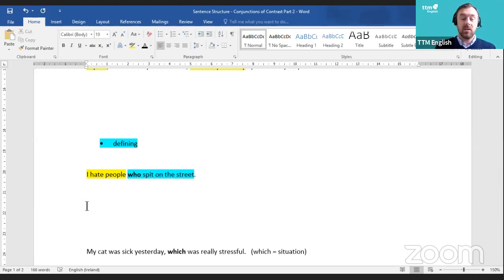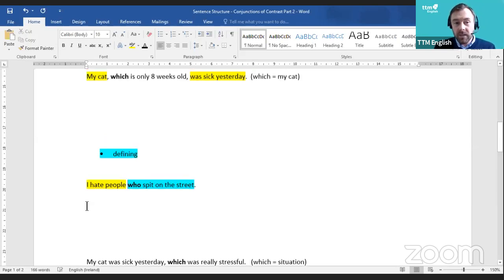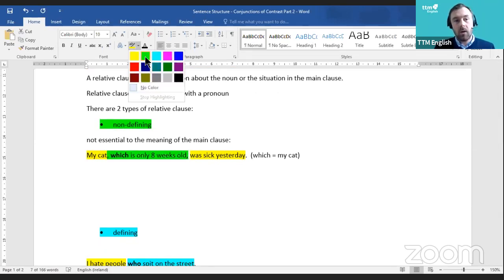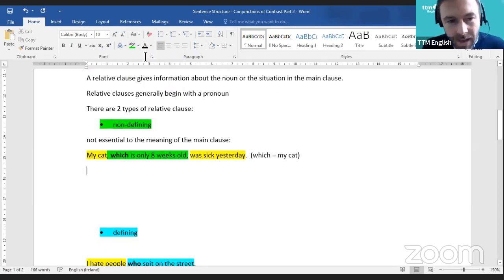On the street, yeah. So here we've got a defining relative clause. We cannot remove this from the sentence. But with this bit, we can remove it from the sentence. Now, let's think about the evidence. How do we know that we can remove it from the sentence? We've got one. It's not important to the meaning. It's not essential.